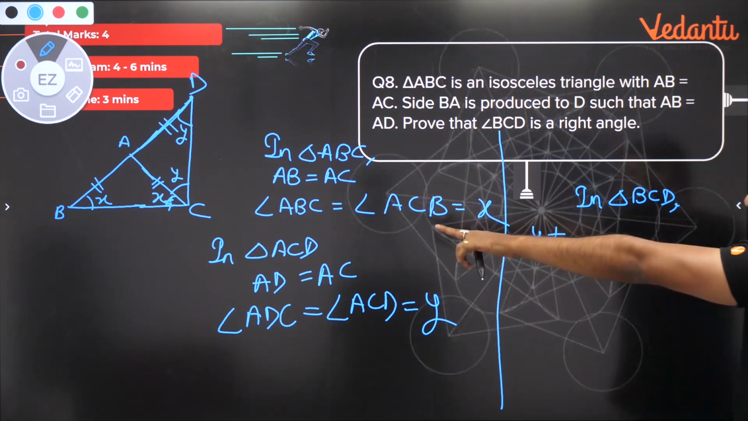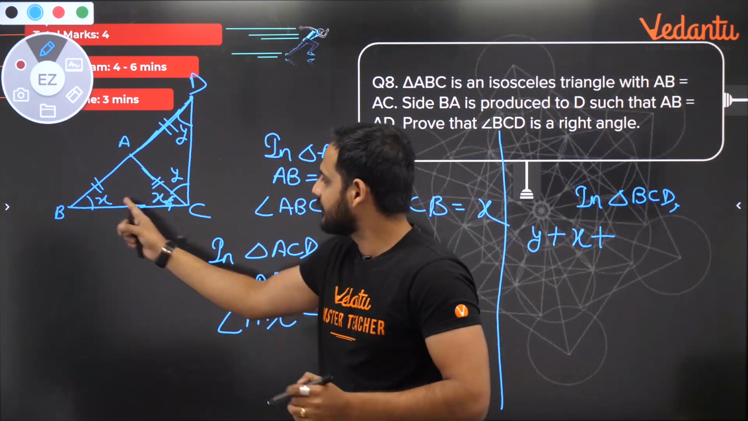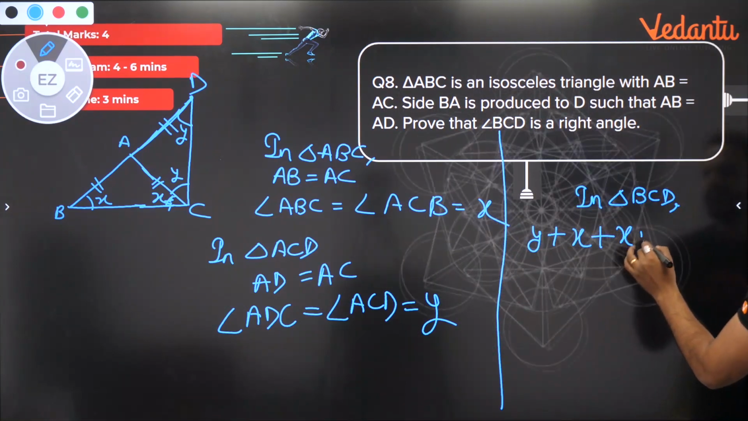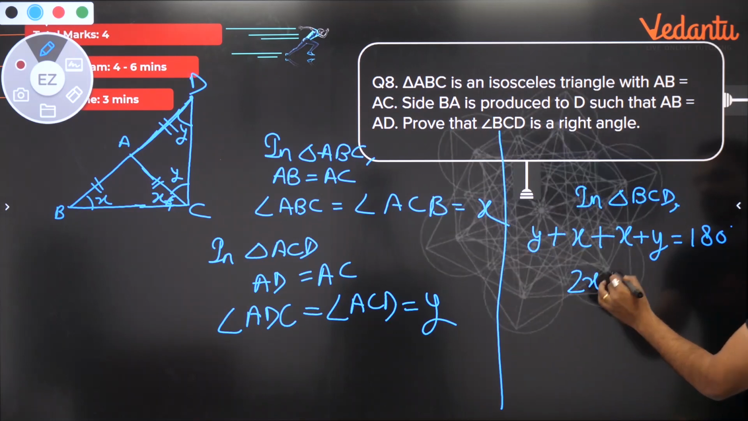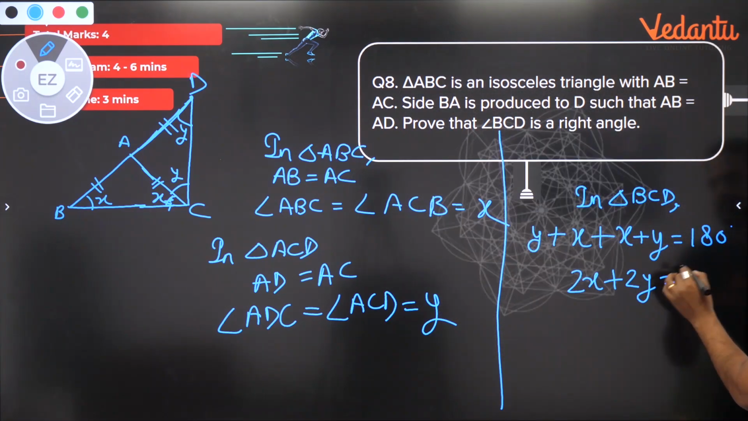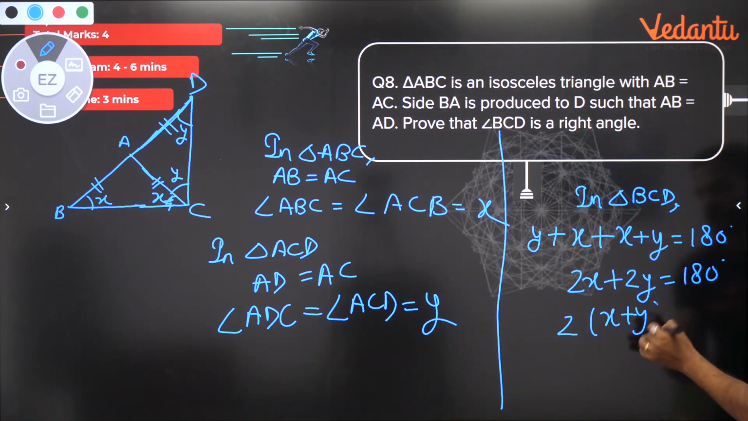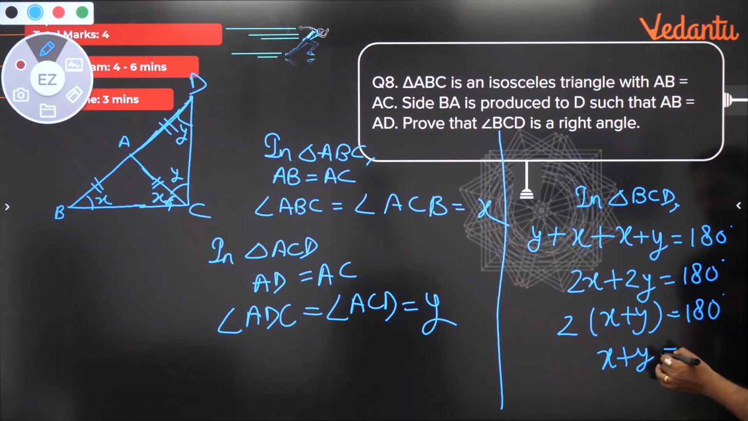Plus angle B is x and this angle C is x plus y, right? So I can say x plus y should be equal to 180 degree. So you have got 2x plus 2y is equal to 180 degree. Take 2 common, 2 times of x plus y is equal to 180 degree. So you have got x plus y is equal to 90 degree.